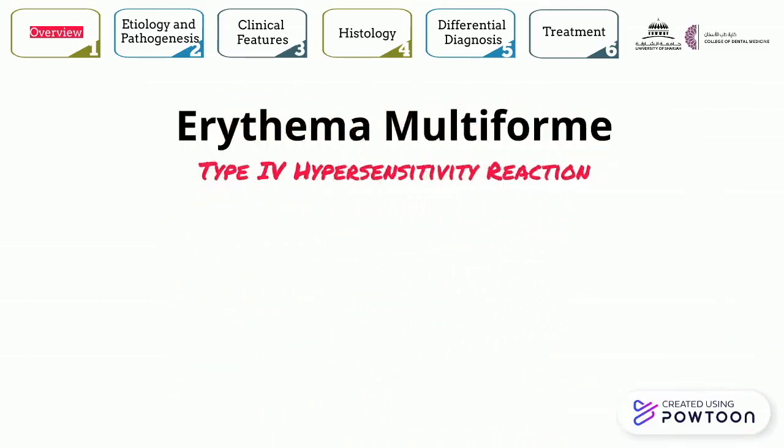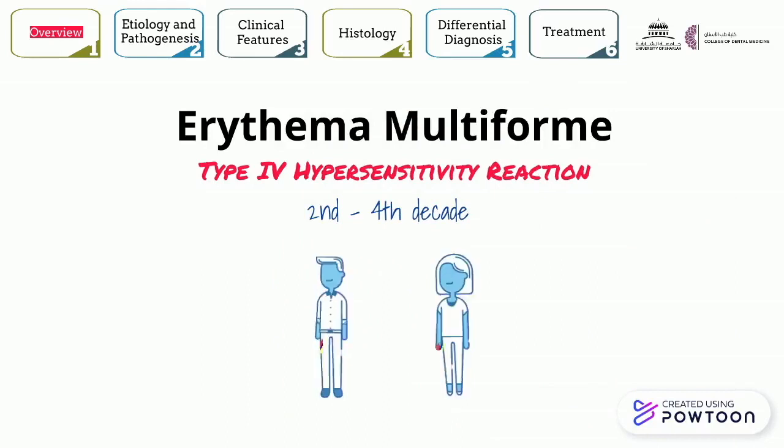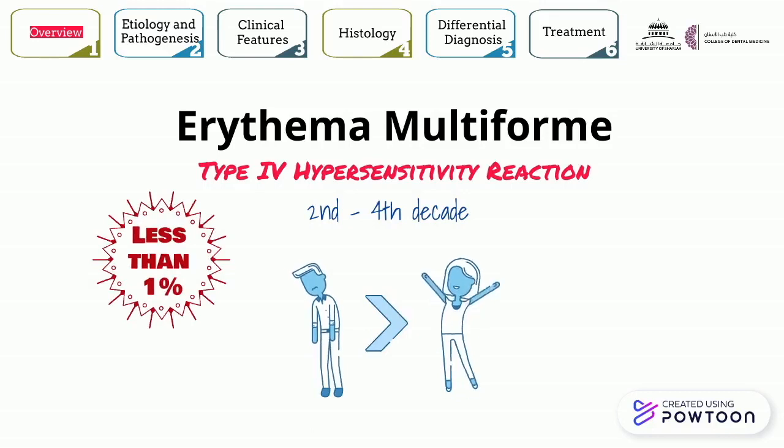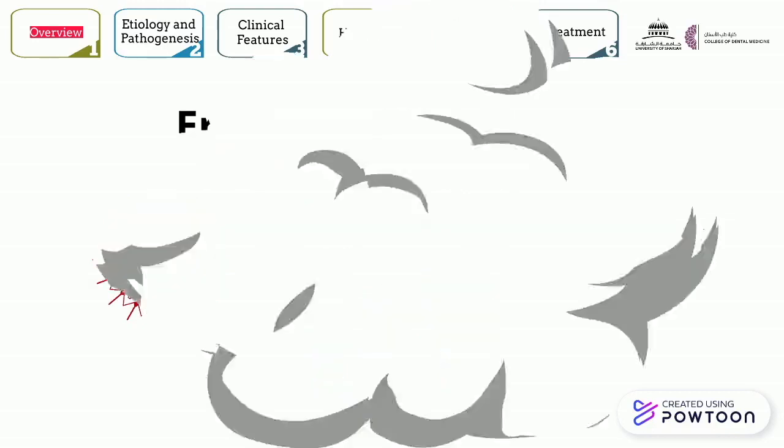EM is not just a skin condition, it's an acute cell-mediated hypersensitivity. It is found most commonly in people in their second to fourth decade of their lives, with male predilection in a ratio of 1.5 to 1, and with a prevalence of less than 1%. The lesions are seen to increase with immunocompromised patients.